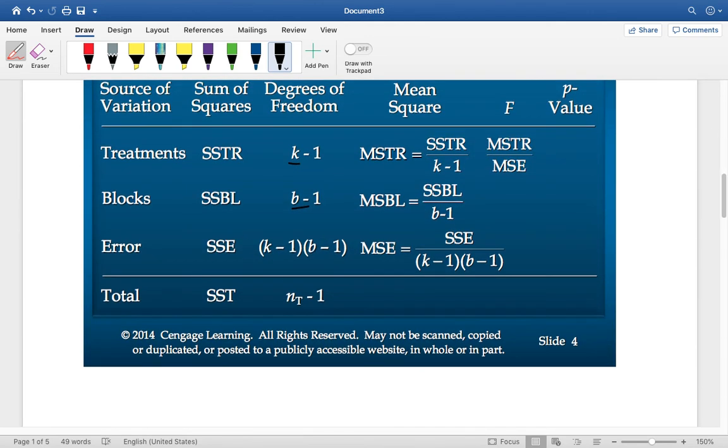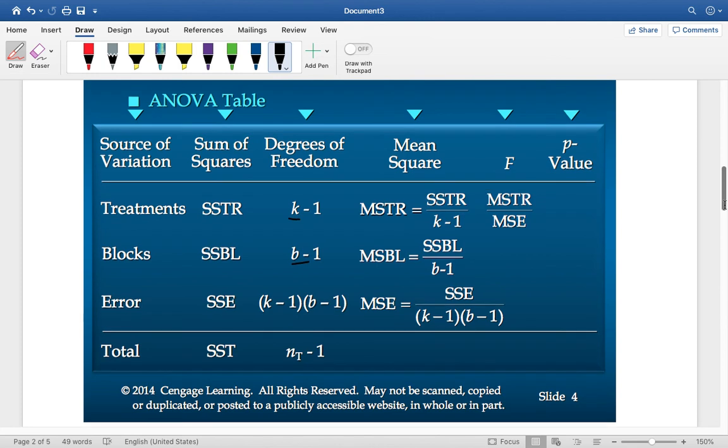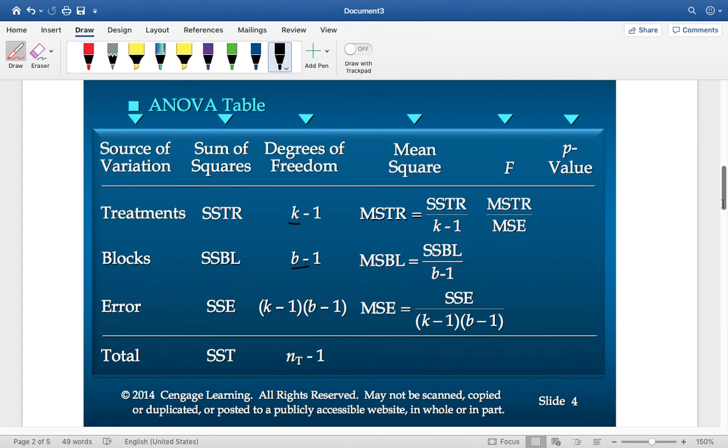And the error term is like the catch-all term, which brings us up to the total. So in the next video, we'll do an example so we can see how this works. But you need to know or have this at your disposal.